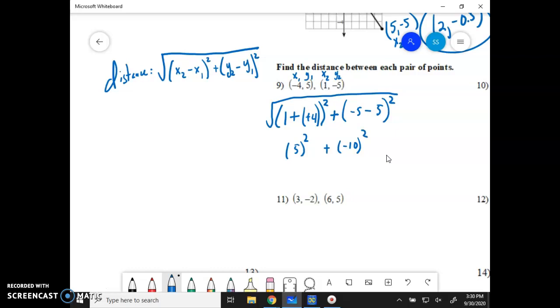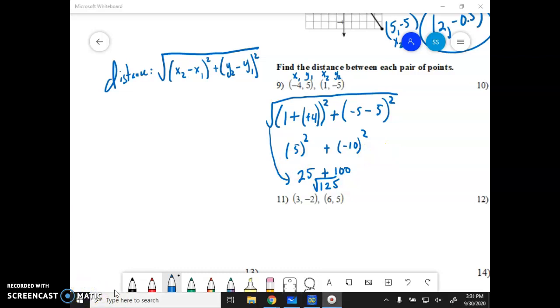So now we're going to square these. 5 times 5 is 25. Plus -10 times -10. This is going to be a positive 100. And we'll add these together. We get 125. And don't forget, we're still under this radicand, so we got to drop this down. We have to take the square root of 125.